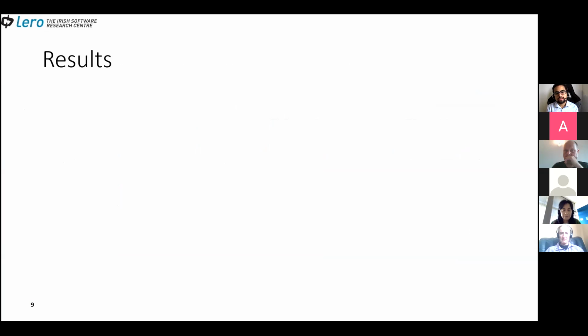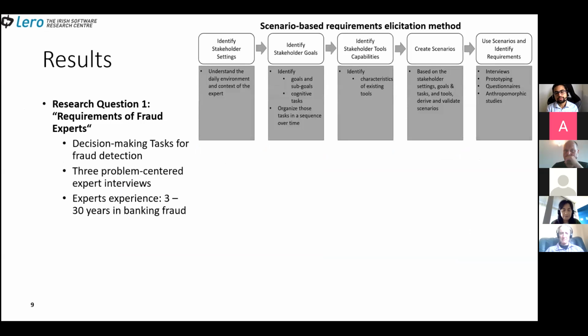I start with results from my first research question, which asks what are the requirements of fraud experts regarding explanations of AI predictions? After investigating methods for requirement solicitation in explainable AI, I chose the methodology of scenario-based requirement solicitation, which is introduced in the literature by Wolf in 2019.